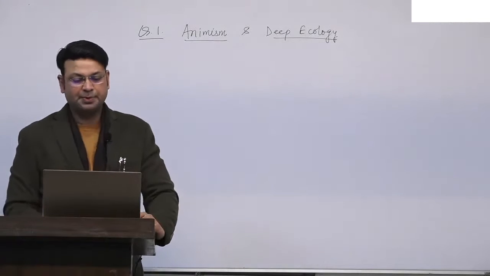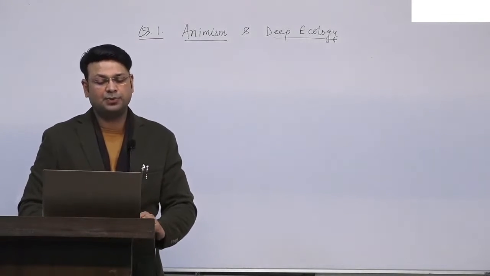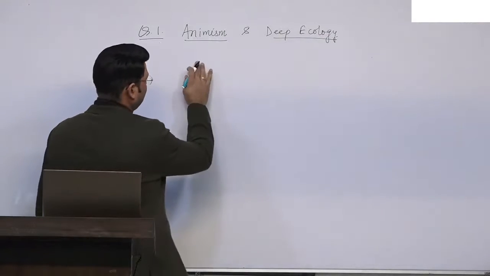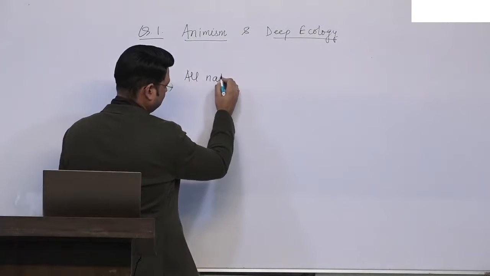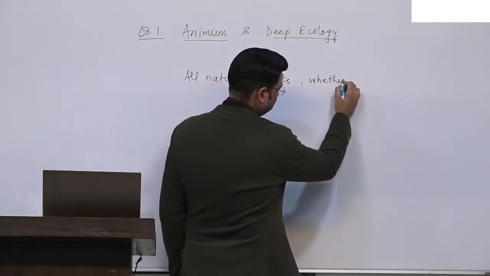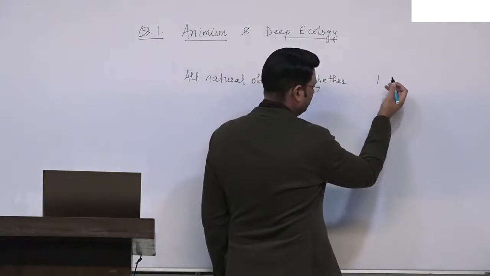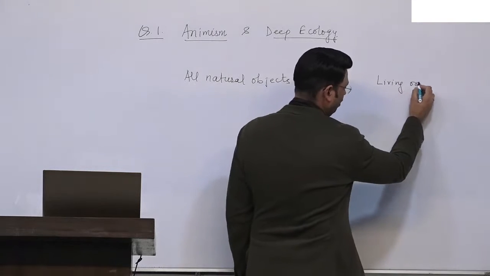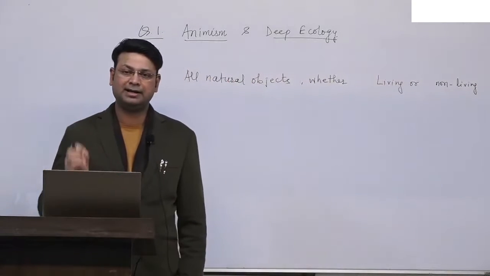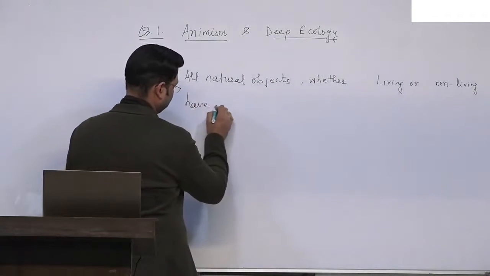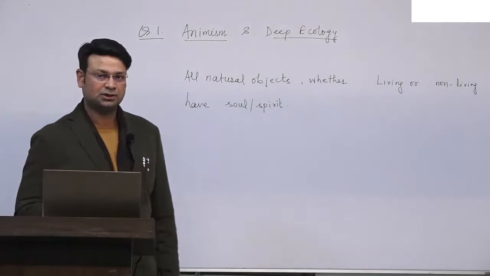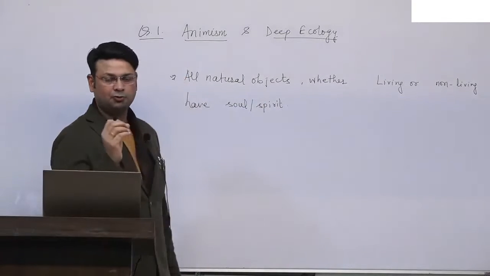Animism, you can say, is a form of belief, right? It's a primitive form of belief, which says that all natural objects, whether biotic or living or non-living, have a soul, or you can say spirit, right? This is the form. It is considered the earliest form of belief.